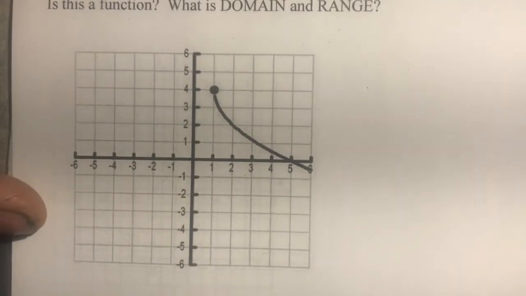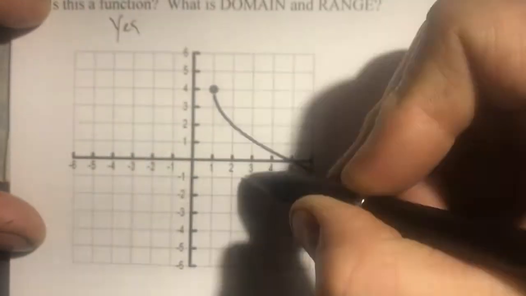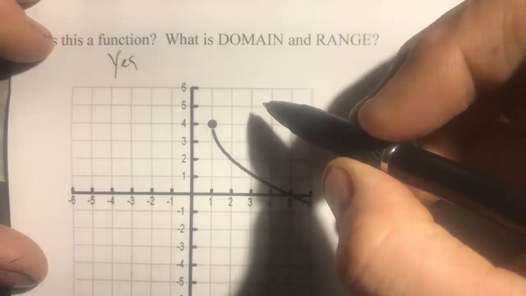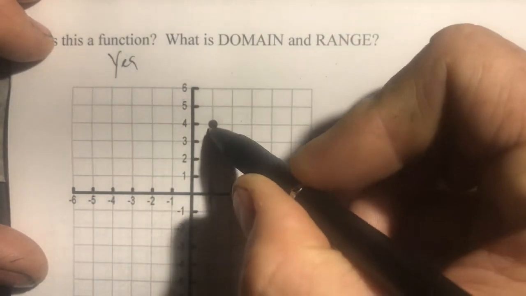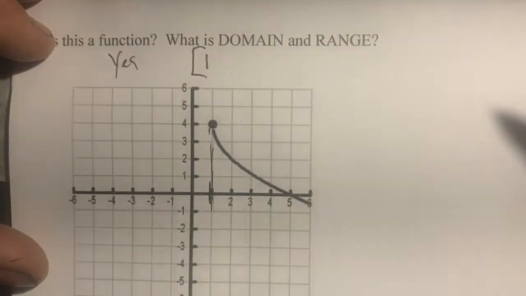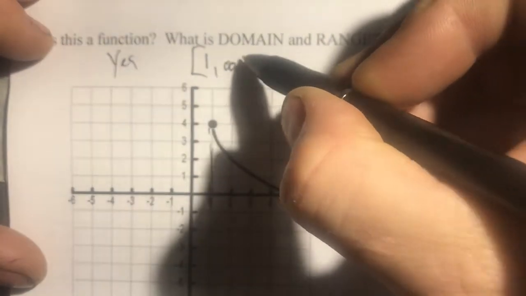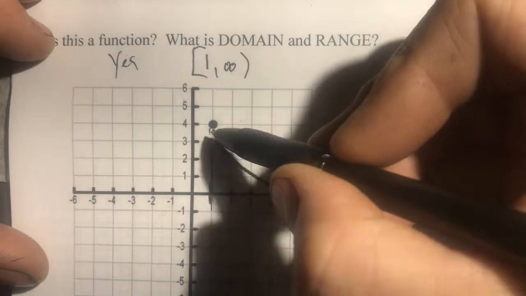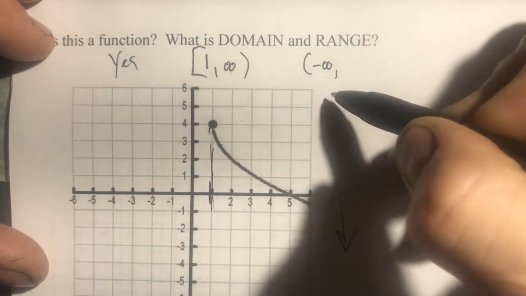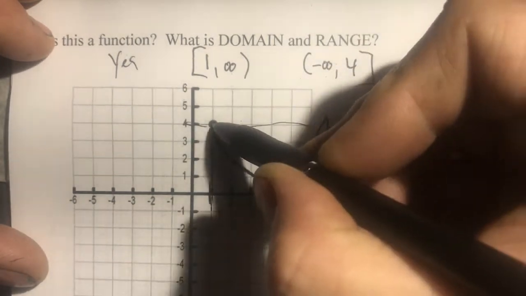What about this graph? Is it a function? Yes, it is a function, because no matter where you draw a vertical line, you'll only touch it once. Okay, what's the domain? Domain is left and right. It looks like it starts right here at 1. 1's the furthest to the left, and we do have it included because that's colored in. And then it goes to infinity. My range is up and down. As this thing goes this way, it's going down forever, so it goes negative infinity. Furthest up, right here it stops at 4. And it does include it because it's colored in.